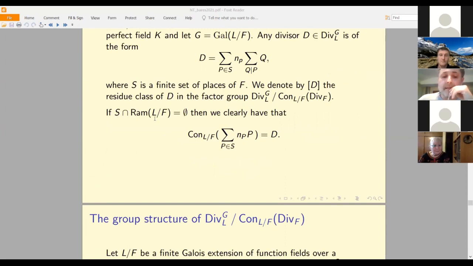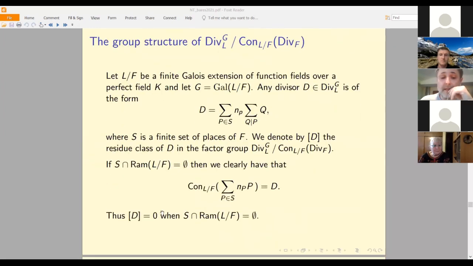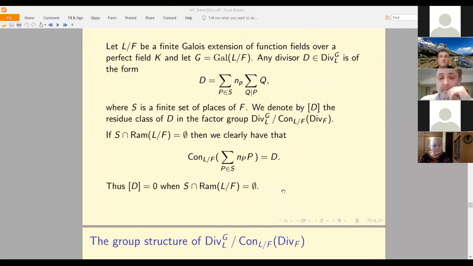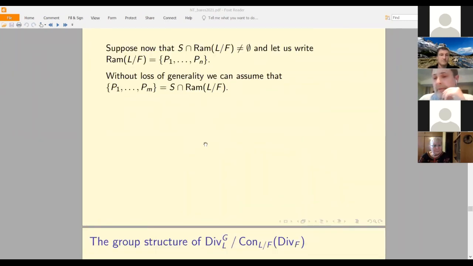If the set S has no ramified primes or ramified places, you can see easily that the conorm of this divisor is exactly the divisor D. So in this case, the residue class is the 0 element in the quotient group. But what happens if there are some places in S that ramify in L? Let us write the ramifying place set as P1, ..., Pn. We can assume without loss of generality that the first m places are the ones that ramify in L and are in the set S.